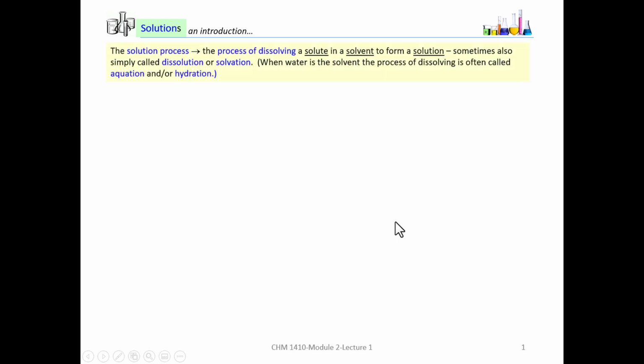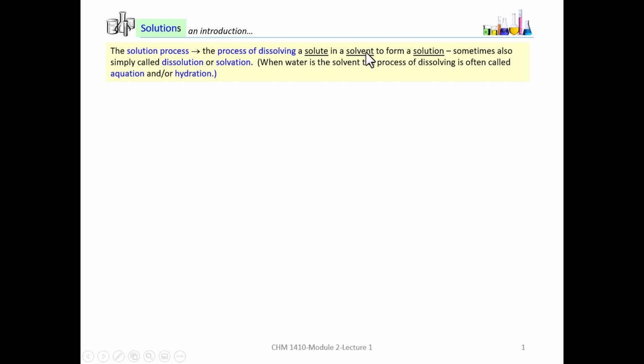In Module 2, we'll spend a lot of time talking about the properties of solutions. Lecture 1 of this module is, not surprisingly, some introductory material on solutions. When we think about something dissolving in something else, we are referring to the solution process. And in this process, a solute dissolves in a solvent to form a solution.